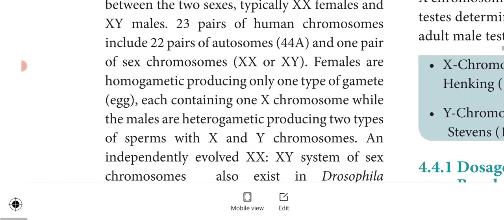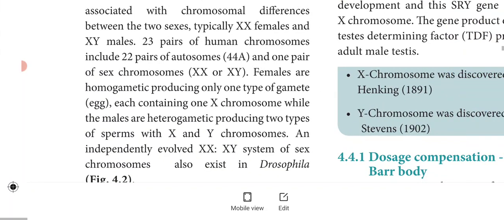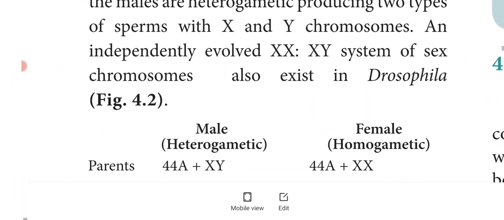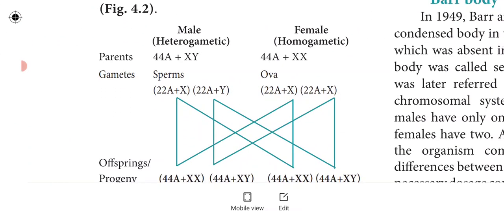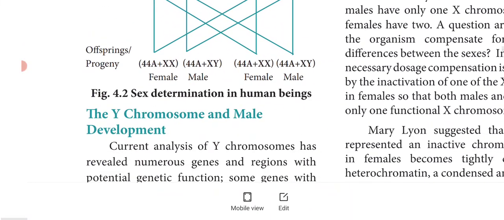In humans, the females are homogametic, producing only one type of gametes, XX, and the males are heterogametic, producing dissimilar gametes, X and Y chromosome. The same can also be seen in Drosophila, the fruit fly. When the sperm containing the X chromosome fertilizes the egg containing the X chromosome, the offspring, or progeny, is female. And when the sperm containing the Y chromosome fertilizes the egg containing the X chromosome, it results in male. So this is how sex determination in human beings takes place.